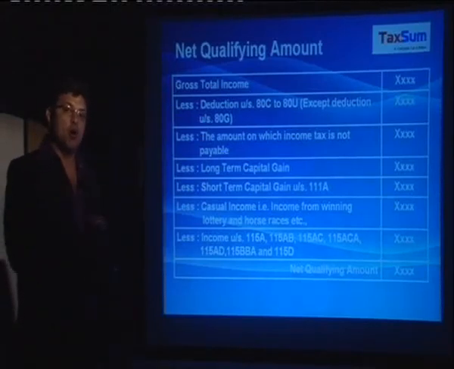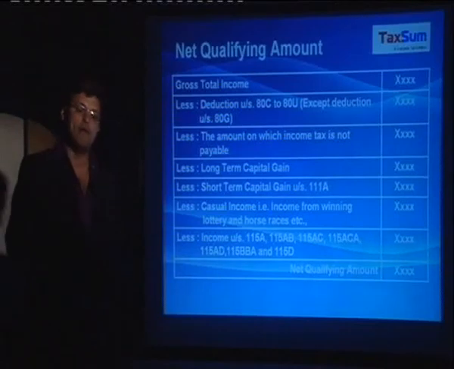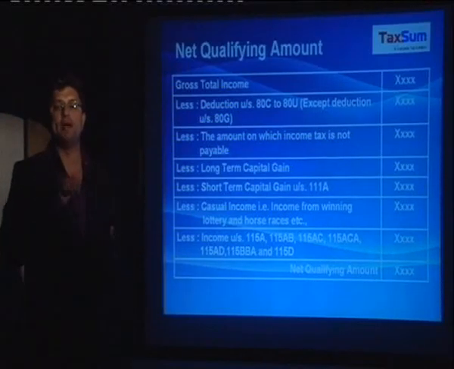Of this net qualifying amount, 10% is to be taken, and then it is to be compared with the amount of donation. Whichever is lower is to be selected, and on that amount the allowable percentage is to be applied to find out the amount of deduction under section 80G.